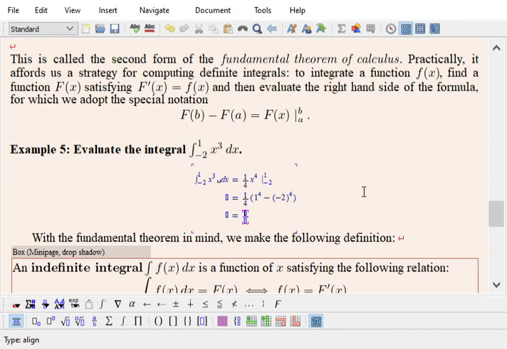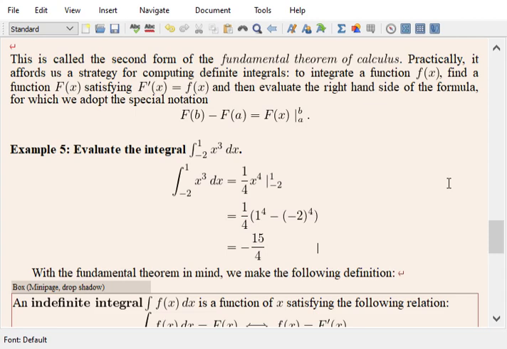So let's see. That is 1 minus negative 2 to the power 4, which is positive 2 to the power 4, so that's 16. So 1 minus 16 is negative 15. So there we go.